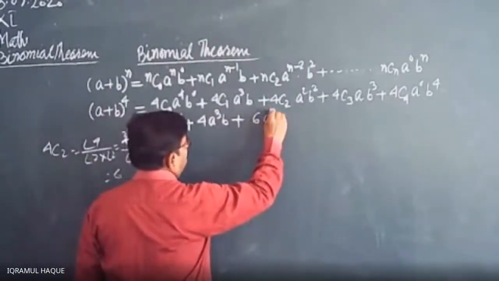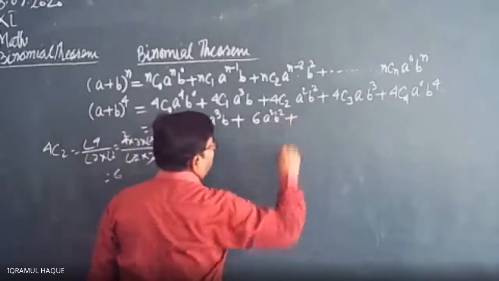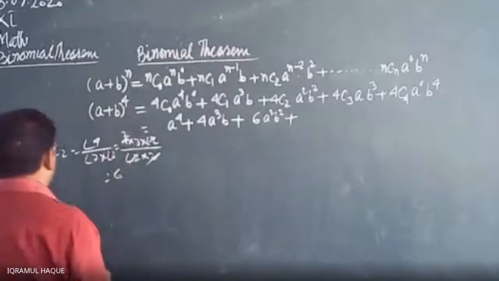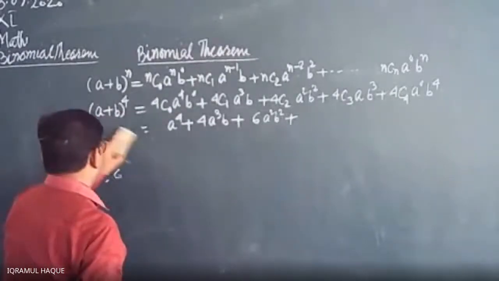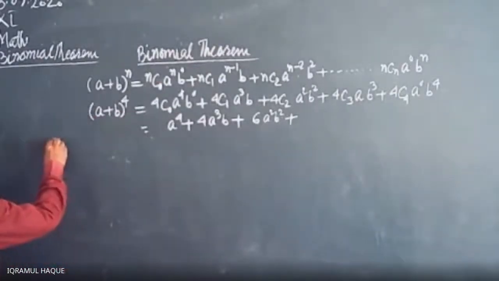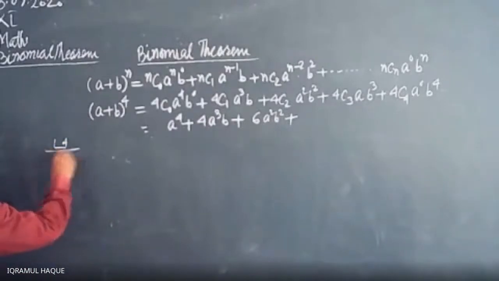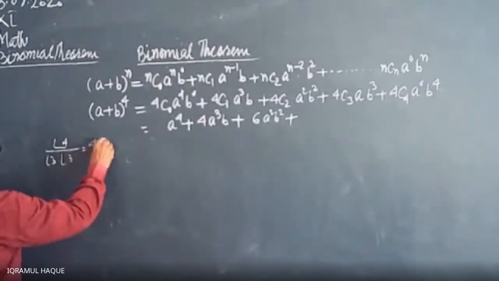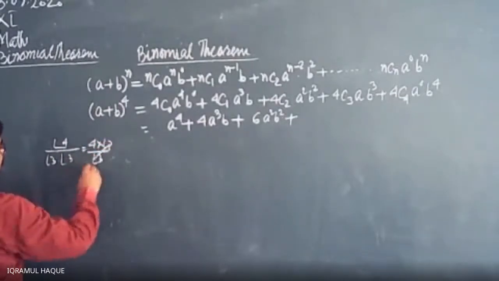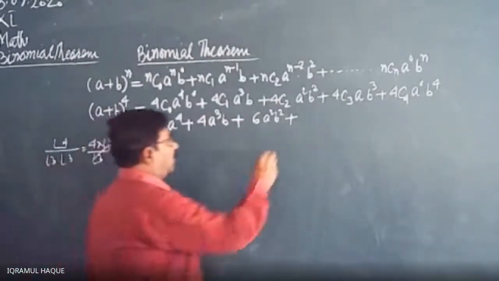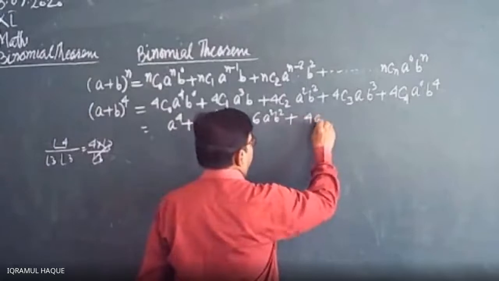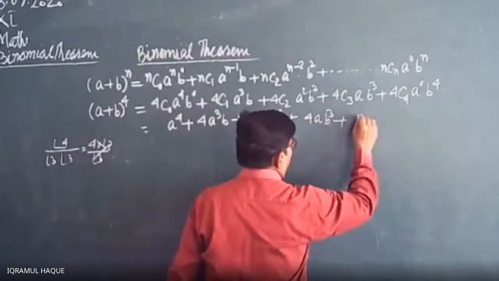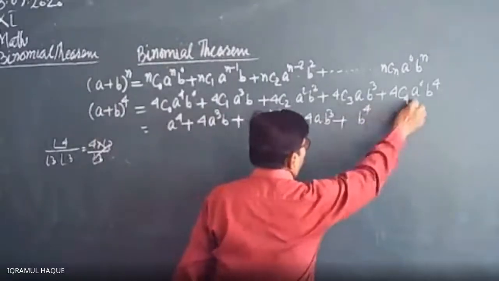And a square b square plus 4C3. You can solve. What is 4C3? See, factorial 4 upon factorial 3 into factorial 1. So this is 4 into factorial 3 upon factorial 3. This will go, this is 4 ab cube plus 4C4 is 1, and this is b to the power 4 because a to the power 0 is 1.